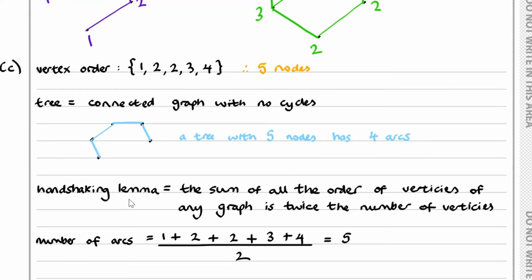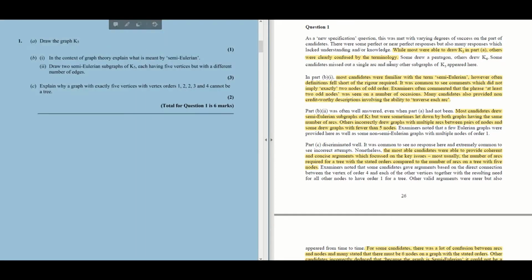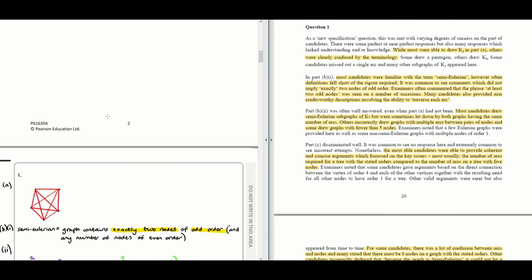So that's the end of question 1. In terms of question 1, this was all about graph theory. And in part A, a lot of people were able to draw the graph K5, but there were some confusions in the terminology. Some drew a pentagon, some drew K6, some missed out a single arc, and there were other variations of K5. But the key thing to remember is that this is a complete graph with 5 vertices, as I've drawn here.